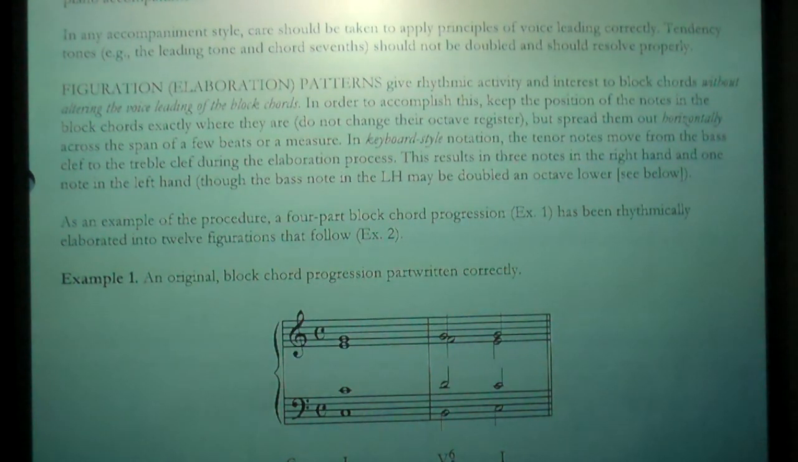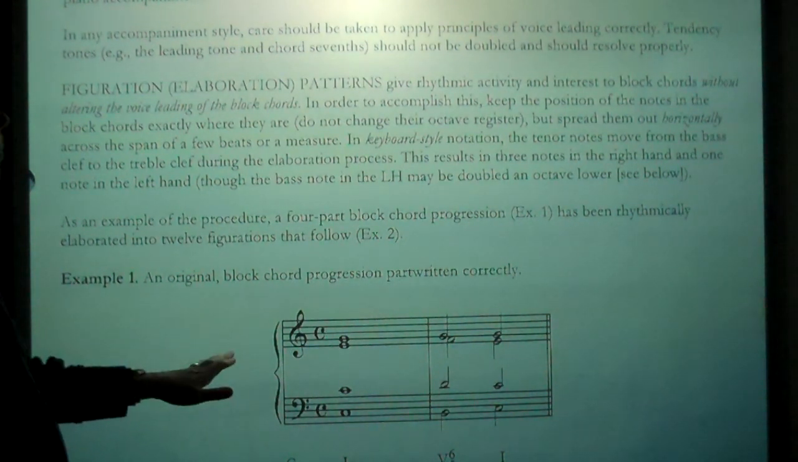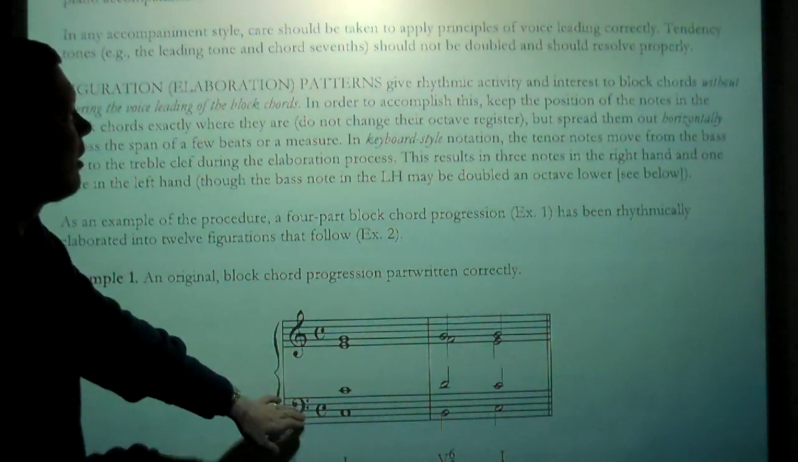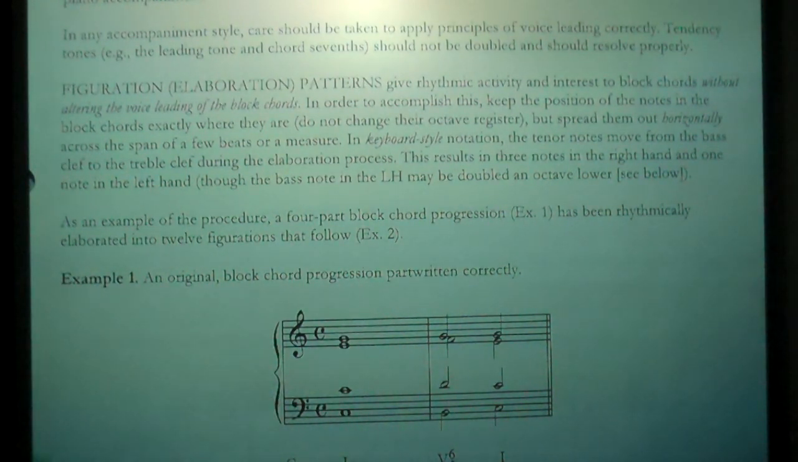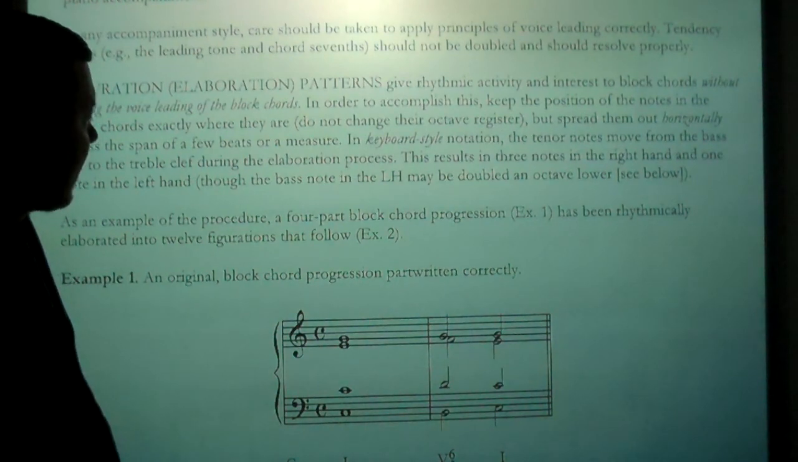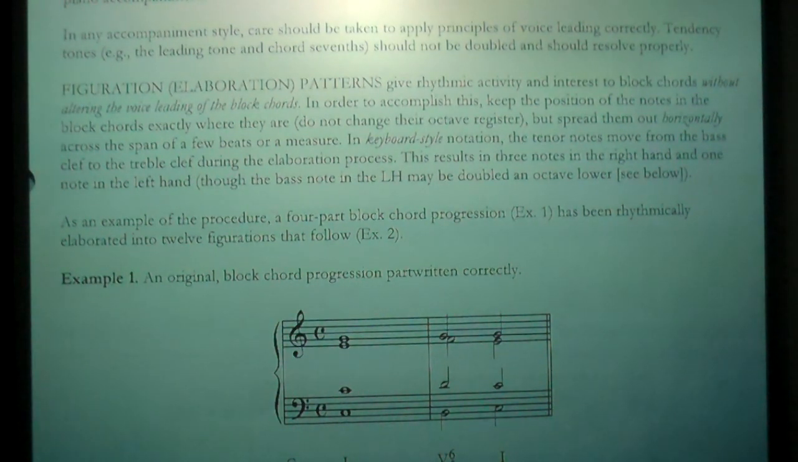Okay. So as an example of this rhythmic elaboration procedure, I've come up with a very brief four-part block chord progression shown right here on the screen. And you can see that it consists of just 3 chords in the key of C major. I have a I chord followed by a V6/5 and then a I chord.